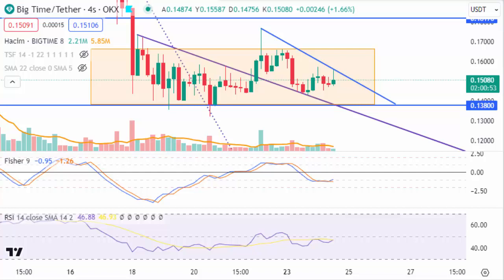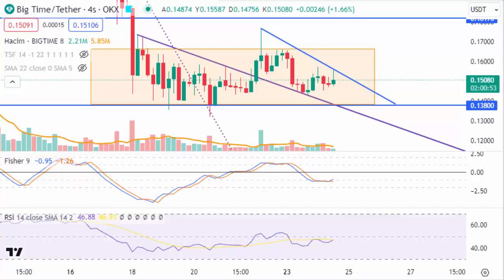Today, we will conduct a technical analysis of BIGTIME Coin. The previously mentioned rectangular formation is still ongoing. In addition to this, there is a descending trend. When we examine the chart on a 4-hour time frame, it is essential for this descending trend to break upwards.